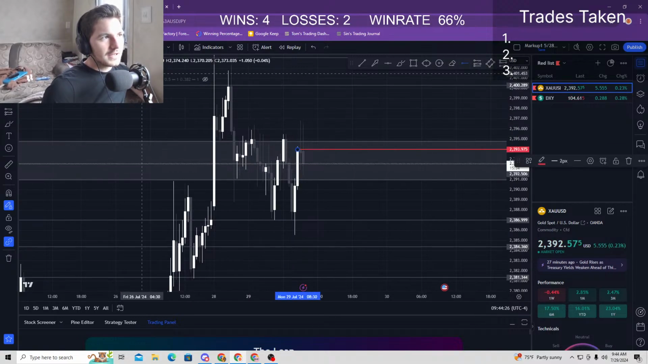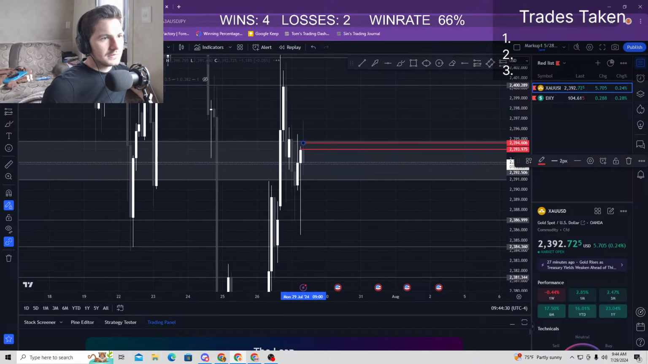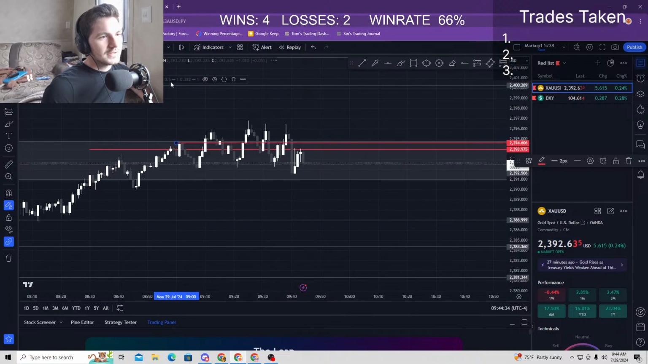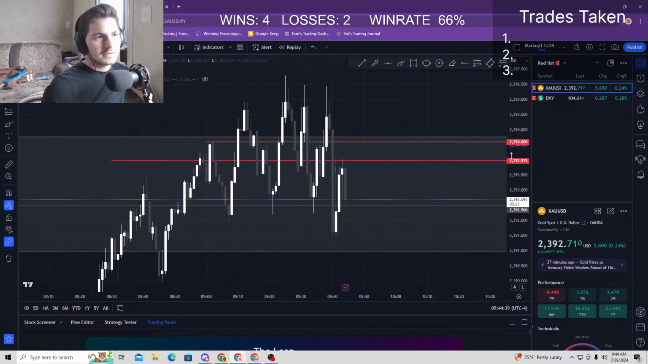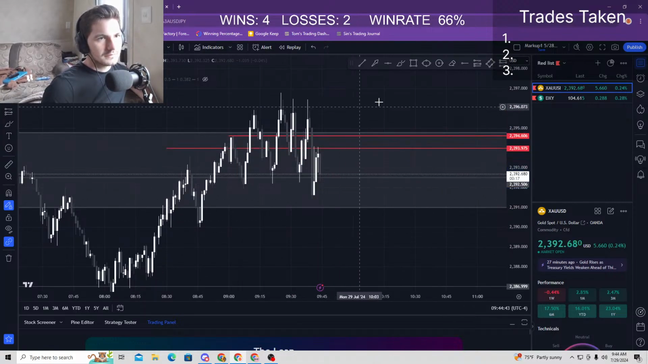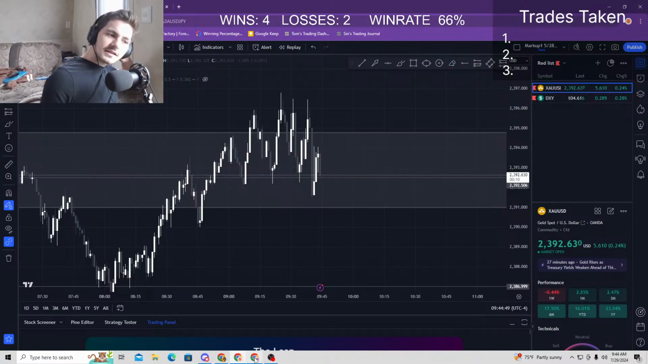Everything as far as setups are pointing to shorts. But the issue is we're in such a bullish market right now. Wouldn't be smart to take any shorts. So, yeah, I think it's definitely no trade day.